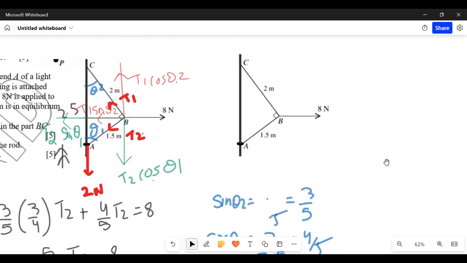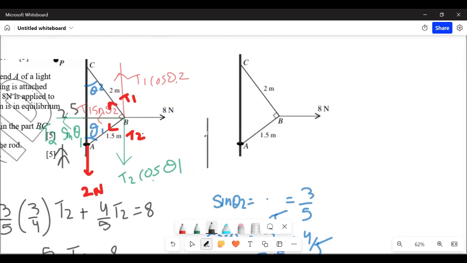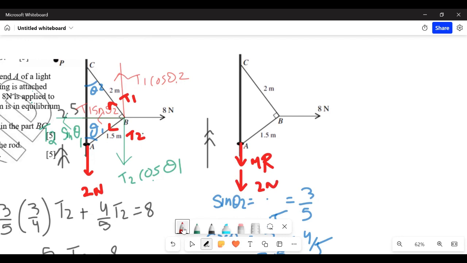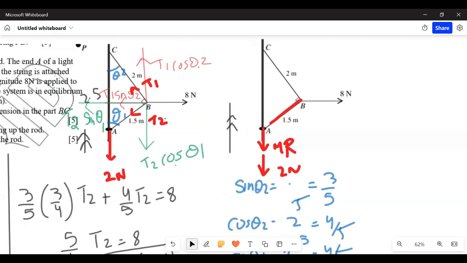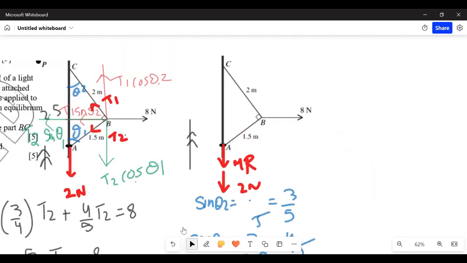Okay. So it's about to move upwards. That means friction is downwards. And we need the coefficient of friction. So I'm writing mu R here. And also downwards is the weight, which is 2 newtons. Okay. Now tension in this part of the string was T2, which came out to be 6.4. So now we're going to make it point away from point A, because tension is always pointing away from your reference point. So this is the tension, and which is 6.4.